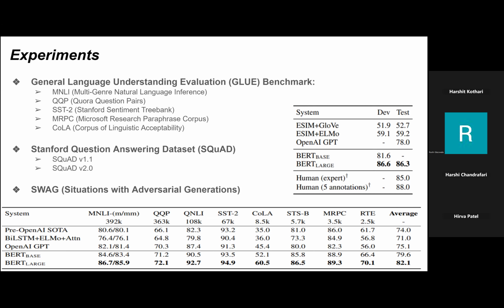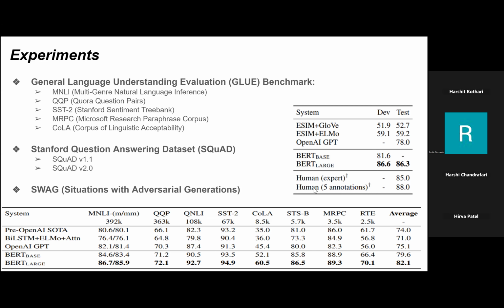So BERT performed really well on this test, as we can see from the results in the table. It had the highest accuracy compared to some pre-OpenAI models and OpenAI GPT. And BERT large performed better than the BERT base model as it has more parameters.